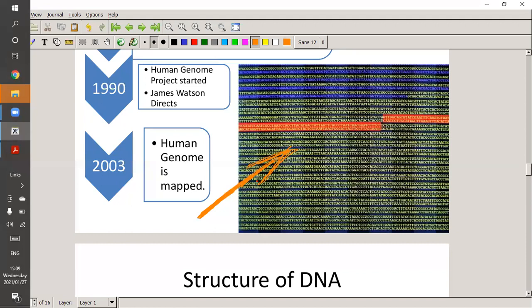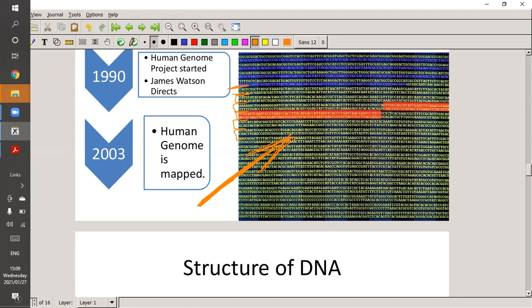And you can see it's a complementary code. That's why it's in rows of two, because it's a double helix of DNA. Okay, and then the whole human genome was mapped in 2003. So we actually know what human DNA looks like. Every little letter of the human code, we know.